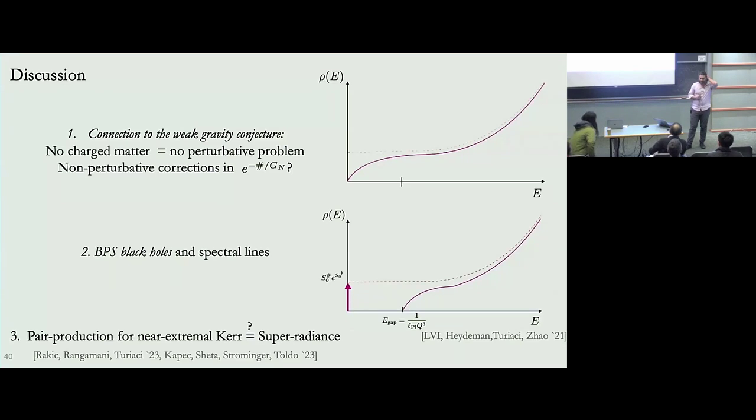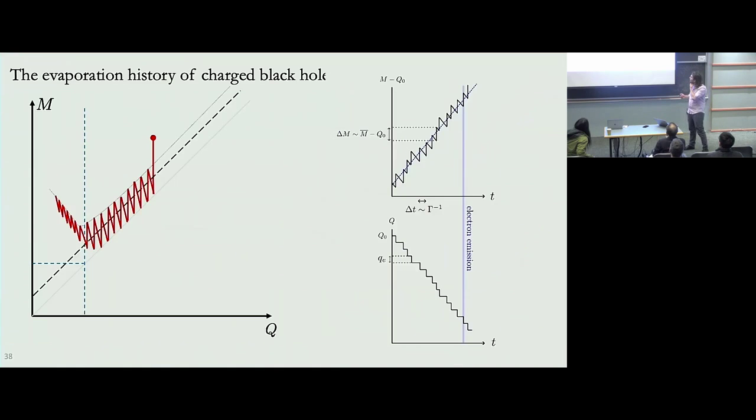Sorry, I'm a bit confused, but could you show us the slide with the diagram of the evaporation history of the black hole? This one? Yeah. So you say that when you emit electrons, the mass actually goes up. Oh no, probably it should go very close to the horizon. It reaches this line like this. Yeah, this looks very good. I mean, the black hole shouldn't gain mass by emitting radiation, right?